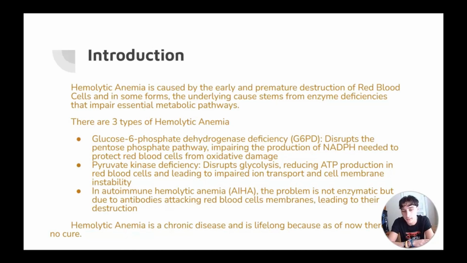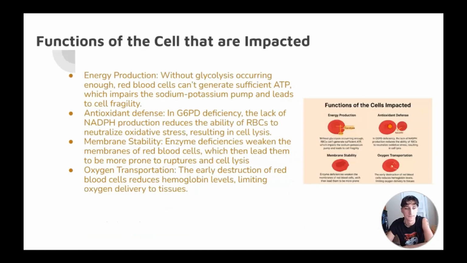We have glucose 6-phosphate dehydrogenase deficiency, or G6PD, which disrupts the pentose phosphate pathway, impairing the production of NADPH needed to protect red blood cells from oxidative damage. Pyruvate kinase deficiency, or PKD, disrupts glycolysis, reducing ATP production in red blood cells and leading to impaired ion transport and cell membrane instability. And then in autoimmune hemolytic anemia, which is AIHA, the problem is not enzymatic, but due to antibodies attacking their own red blood cells and the membranes, leading to their destruction. Hemolytic anemia is a chronic disease and is lifelong because as of now there is no cure.